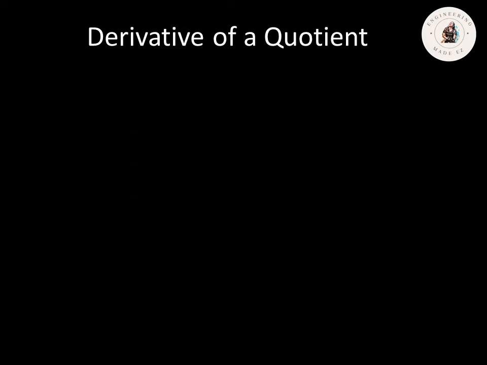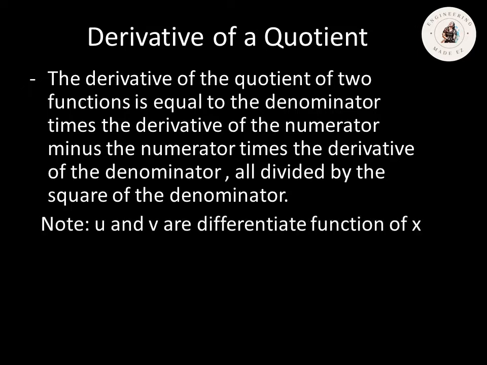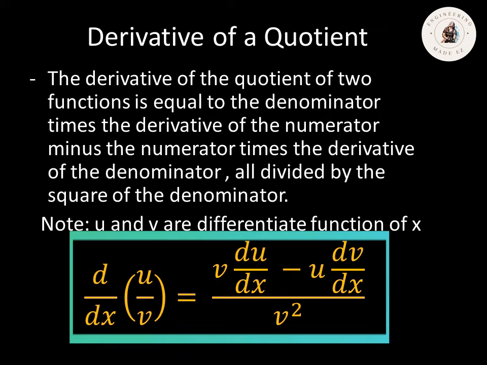Next is the derivative of a quotient. The derivative of the quotient of two functions is equal to the denominator times the derivative of the numerator minus the numerator times the derivative of the denominator, all divided by the square of the denominator. Take note that u and v are differentiable functions of x. We have the formula, the derivative of u over v with respect to x is equivalent to v multiplied by the derivative of u with respect to x minus u multiplied by the derivative of v with respect to x, divided by v squared.